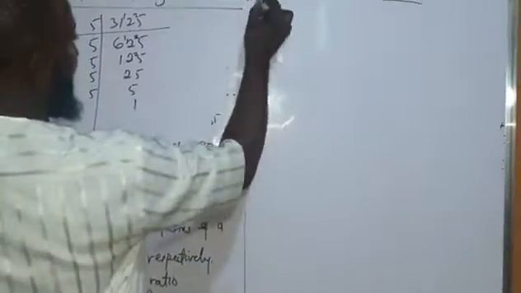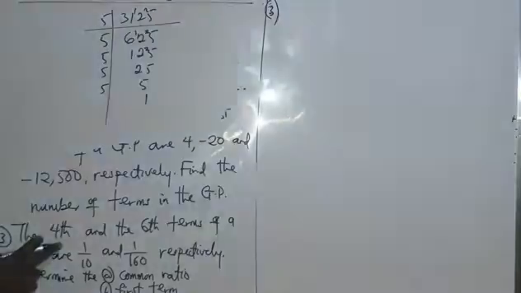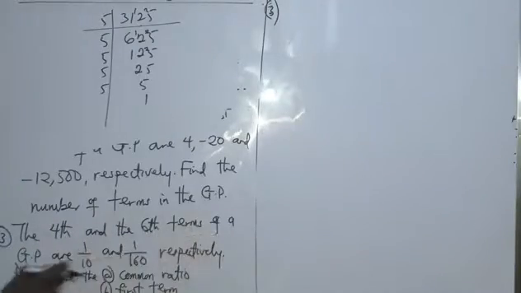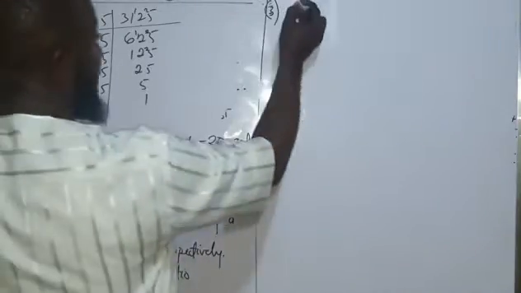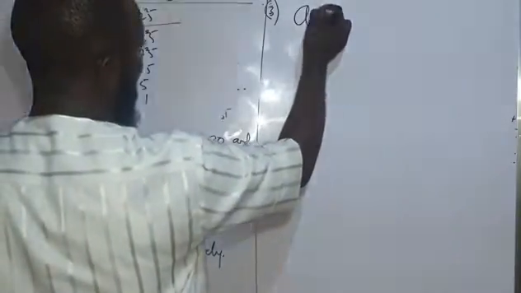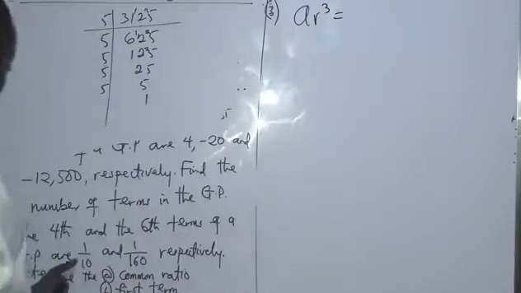Question number 3 now. So we have the fourth and the sixth terms of a GP are given. That means the fourth term, AR raised to 3, is 1 over 10.